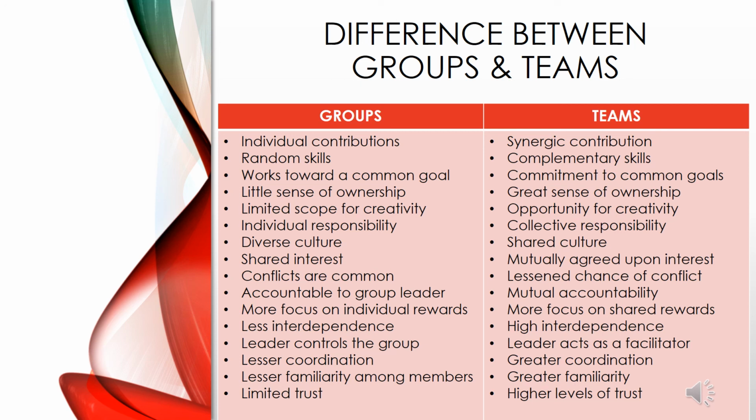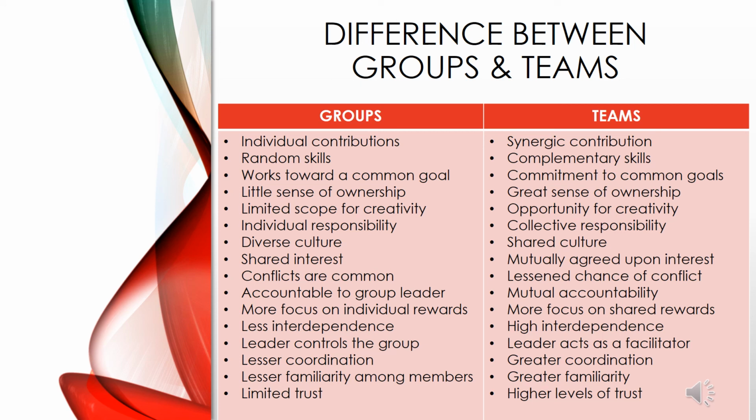Groups will have a shared interest, whereas teams will have a mutually agreed upon interest. Conflicts are common in a group, whereas teams have a lessened chance of conflict. The groups are accountable to the group leader, whereas in teams there will be a mutual accountability. Groups will have more focus on individual rewards, whereas teams have more focus on shared rewards.